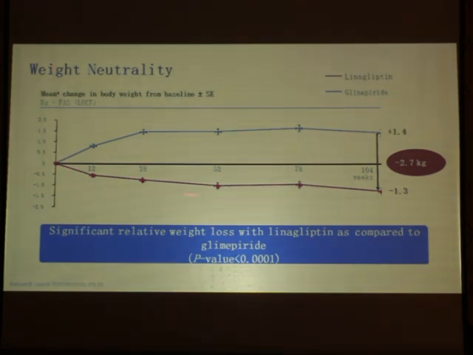Now, but what happens if you are using linagliptin? The net weight difference, if you see in your groups using glimepiride versus linagliptin, is 2.7 kg. Actually linagliptin is weight neutral. The only good thing is it's not causing hypoglycemia, and since there is no hypoglycemia, there is no defensive snacking. And that is what is making the difference. If you ask my family, can we use it for weight reduction?